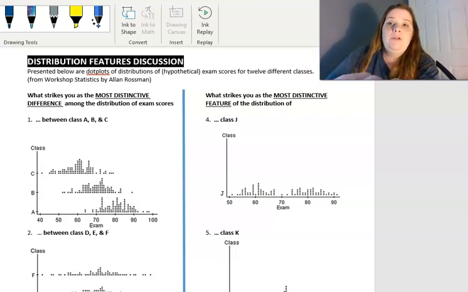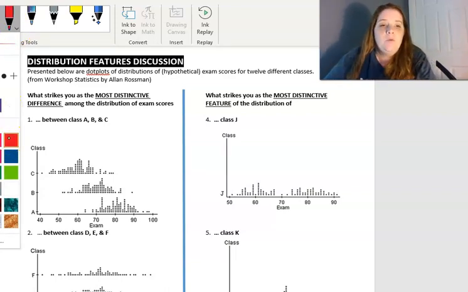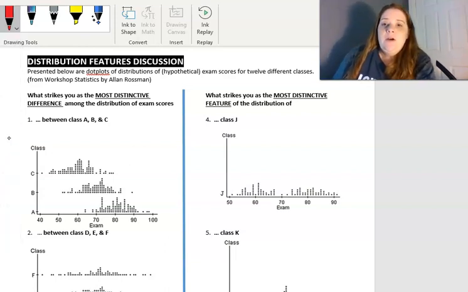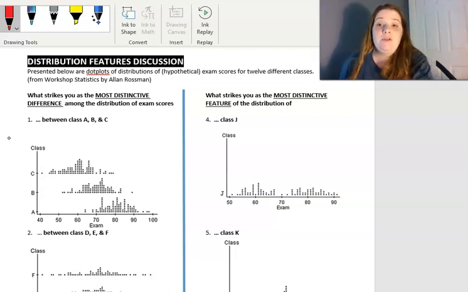And anytime you go to look at a graph and you want to talk about it, you want to say what you see, you need to be thinking about what story is this graph telling me? So I'm going to look at this first picture right here. It says, presented below are the dot plots of hypothetical exam scores for 12 different classes. What strikes you as the most distinctive difference between the exam scores of class A, B, and C? So I'm looking over here at this number 1.